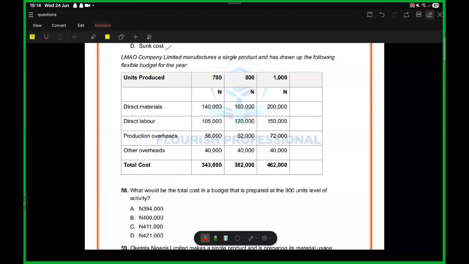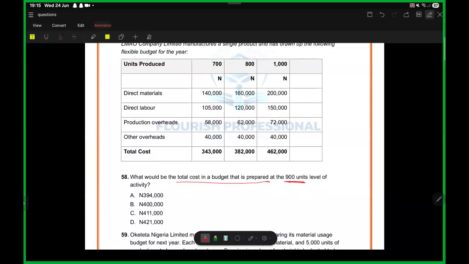Total cost for 700 units is 348,000. Total cost for 800 units is 382,000. Total cost for 1,000 units is 462,000. Question 58. What would be the total cost in a budget that is prepared at the 900 units level of activity? Okay, this is very, very simple.